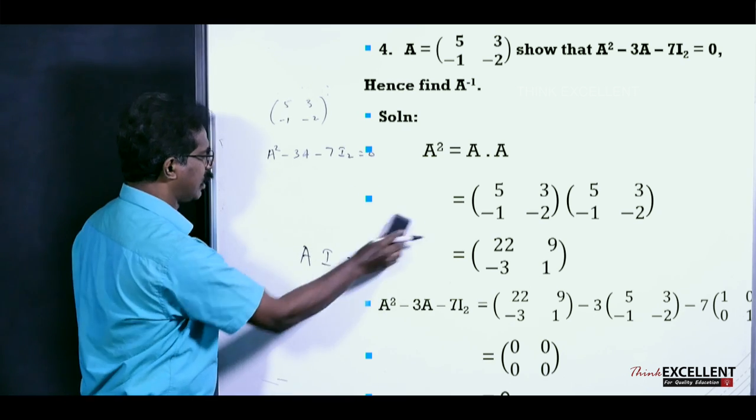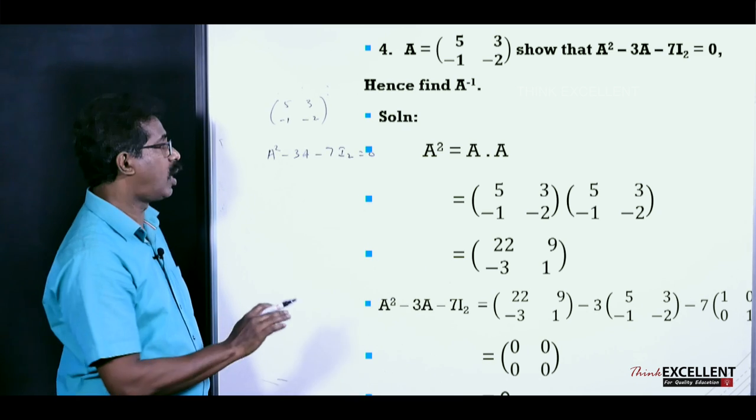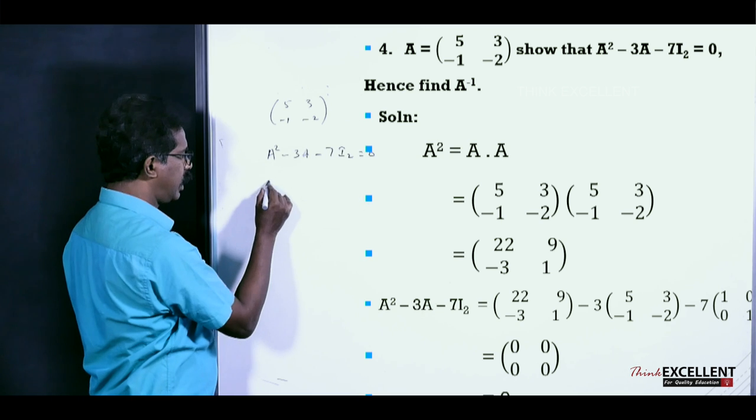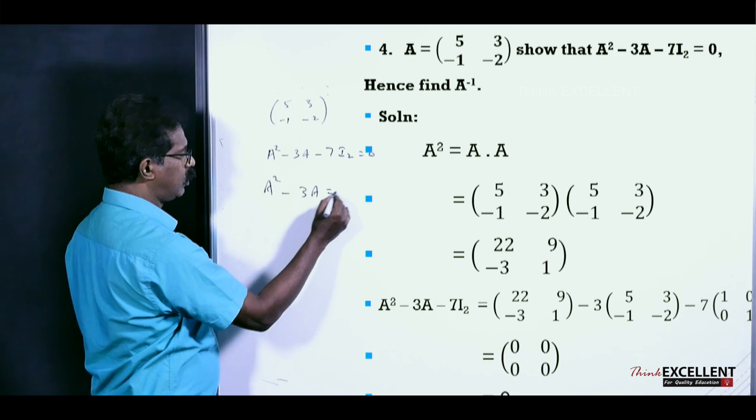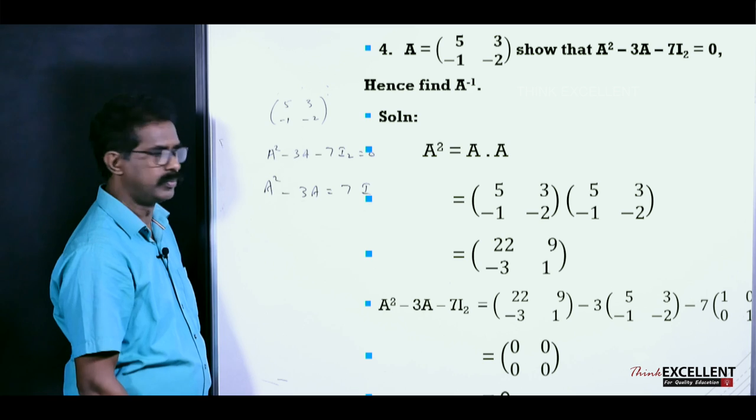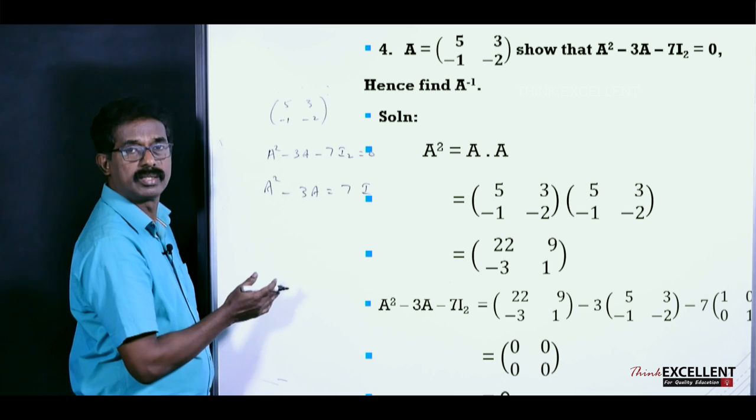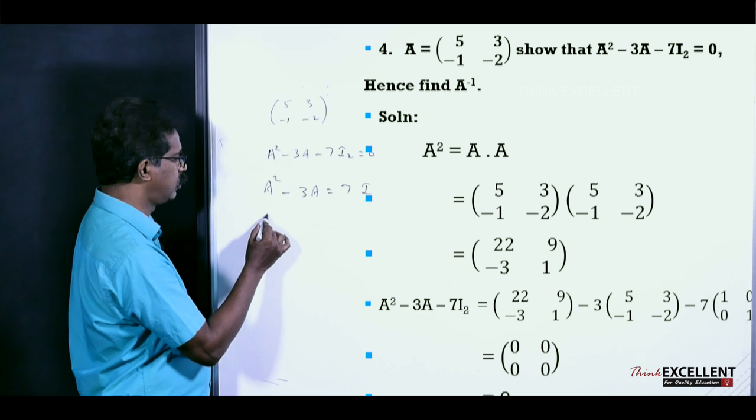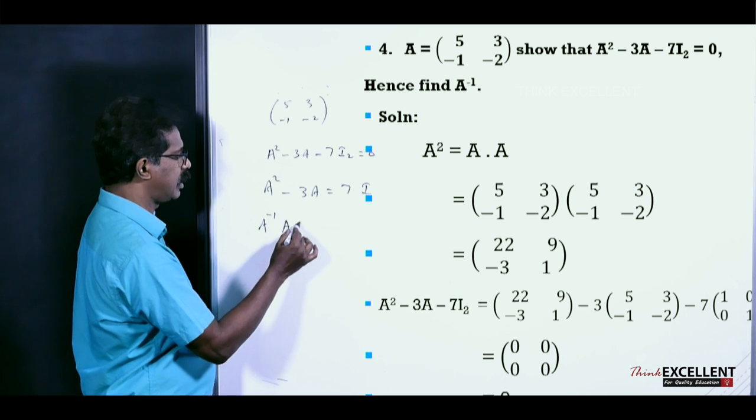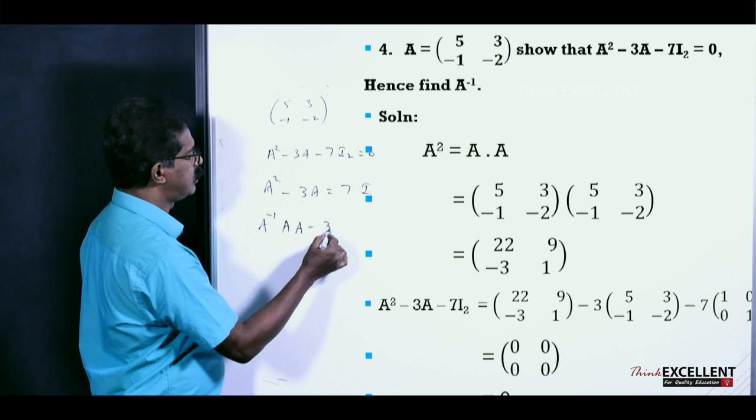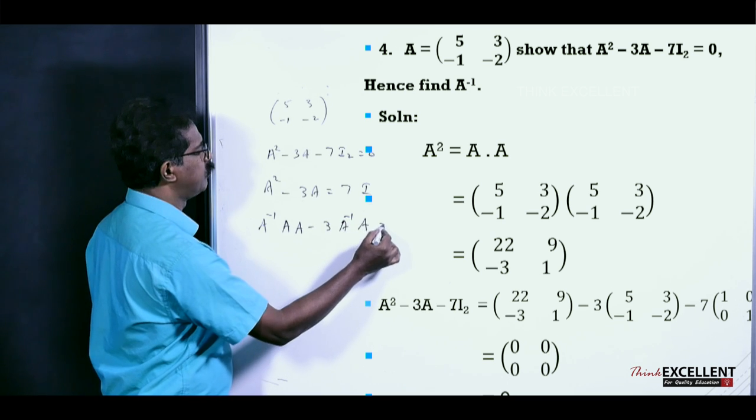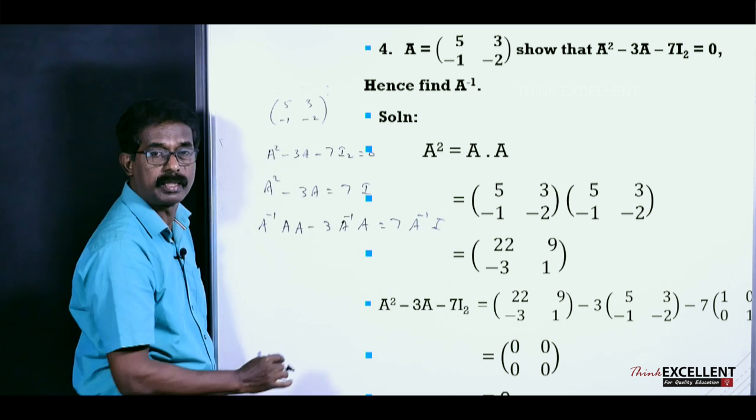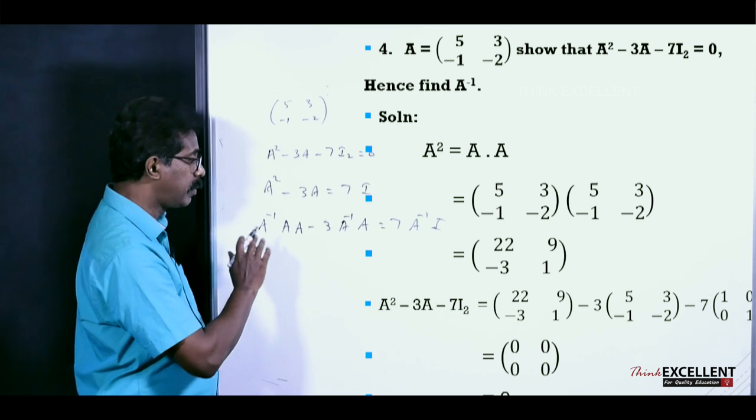Now please listen here. You got up to this, right? We want to find A inverse. The method is to take this term to the right side. So A square minus 3A is equal to 7I or I2. Multiply by A inverse. So every term you multiply by A inverse. A inverse into A square, A square you can write as A into A, minus 3 into A inverse into A, equal to 7 into A inverse into I.